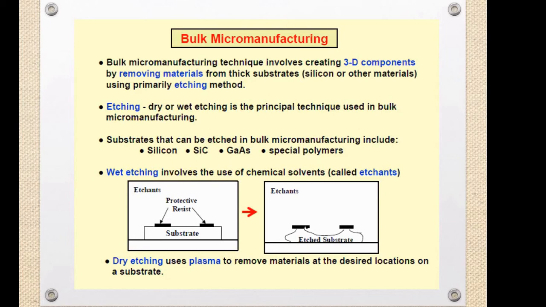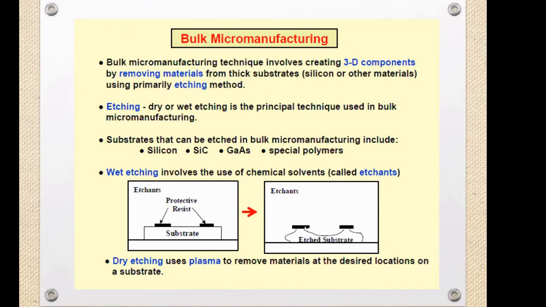So there are three microfabrication techniques used in current industry. The first one is bulk manufacturing, the second one we'll discuss is surface micromachining, and the third one we'll discuss is the LIGA process. LIGA is just a German term, referring to lithography, electroforming, and plastic molding.